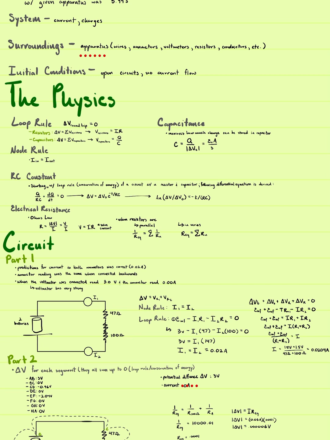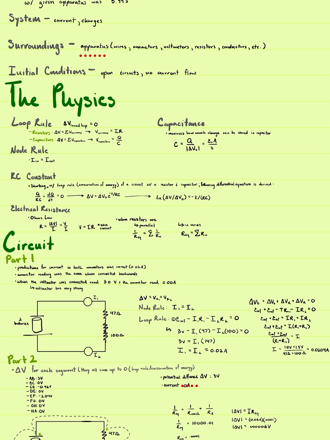Importantly, the loop rule can be used to calculate the current and the potential difference at different areas of a circuit. Electrical resistance measures how an object slows down the current, and when constant can be defined by Ohm's law, which states that the resistance is equal to the potential difference divided by the current. When resistors are in parallel, the inverse of their equivalent resistance is the sum of the inverses of the resistances of the resistors. When resistors are in series, the equivalent resistance is the sum of the resistances.